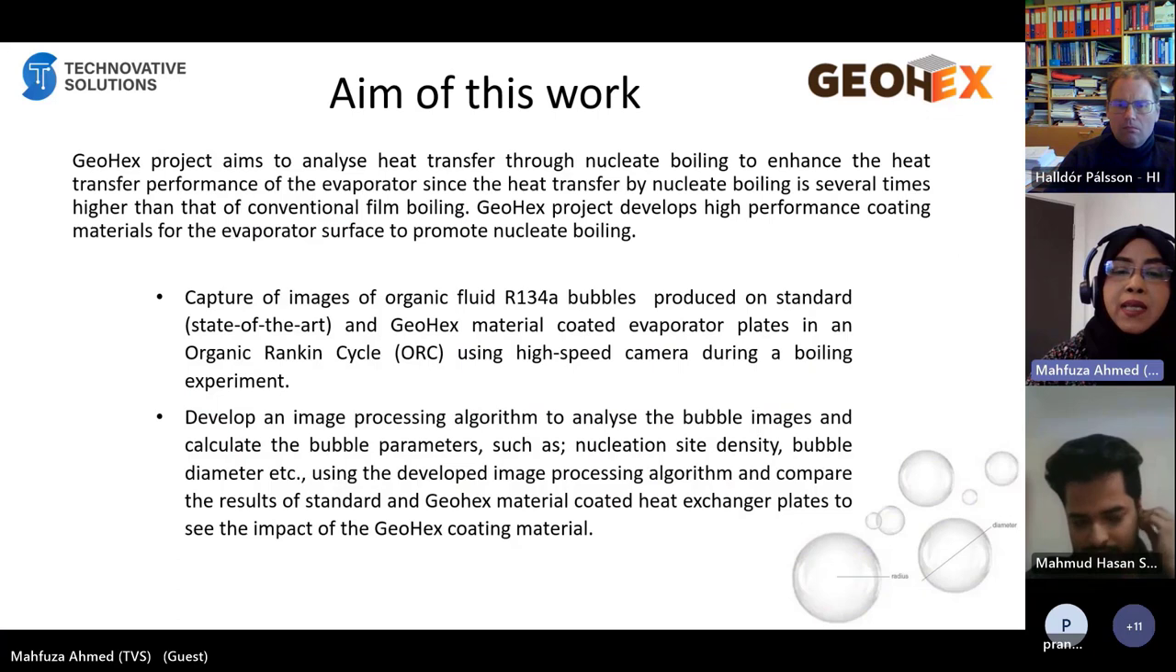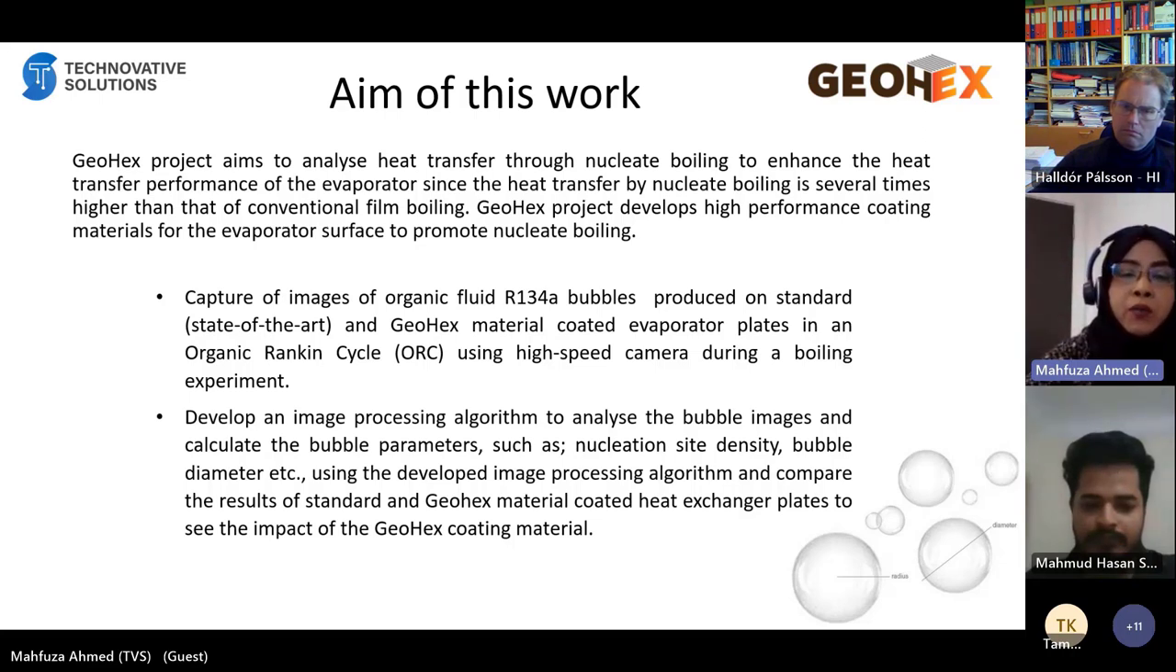As I already mentioned, the GeoHex project develops high-performance coating materials for the evaporator surface to promote nucleate boiling. This is because the heat transfer by nucleate boiling is several times higher than that of the conventional film boiling. Therefore, the GeoHex project aims to analyze heat transfer through nucleate boiling to enhance the heat transfer performance of the evaporator. And our aim of this work is to capture the images of our R134a bubbles, which are produced on the standard and the GeoHex material coated evaporator plates using a high-speed camera. And obviously, we captured these images during a boiling experiment because we are talking about the bubbles in an evaporator heat exchanger.